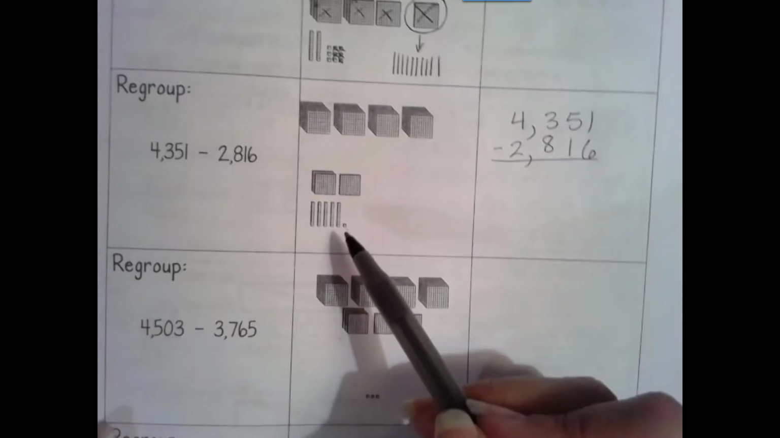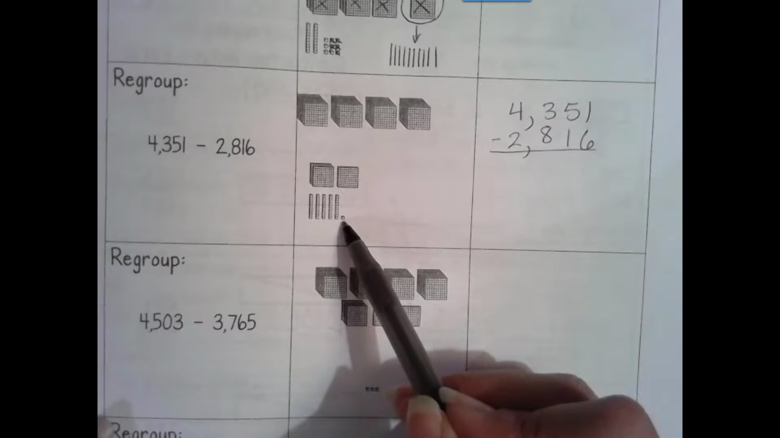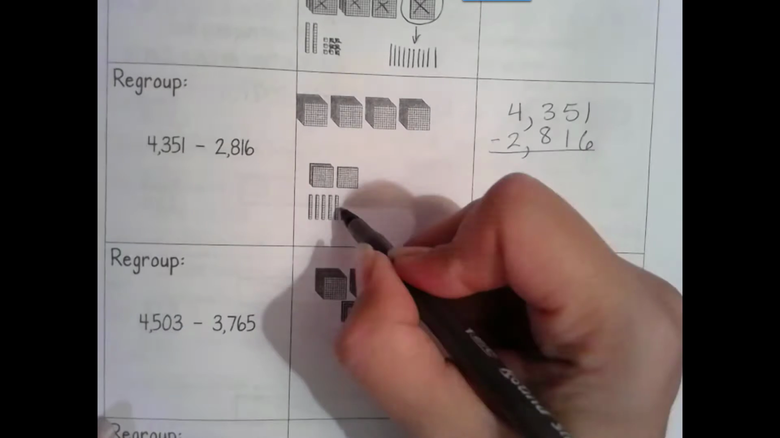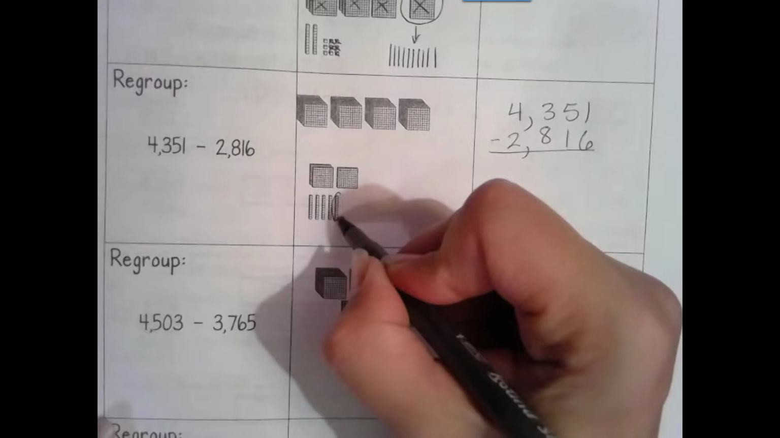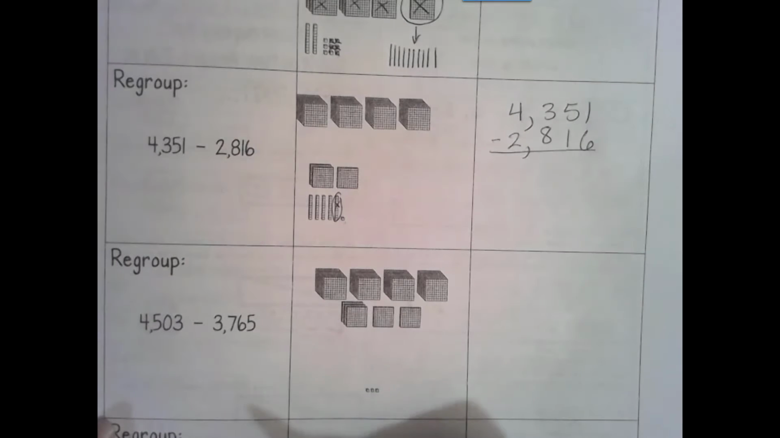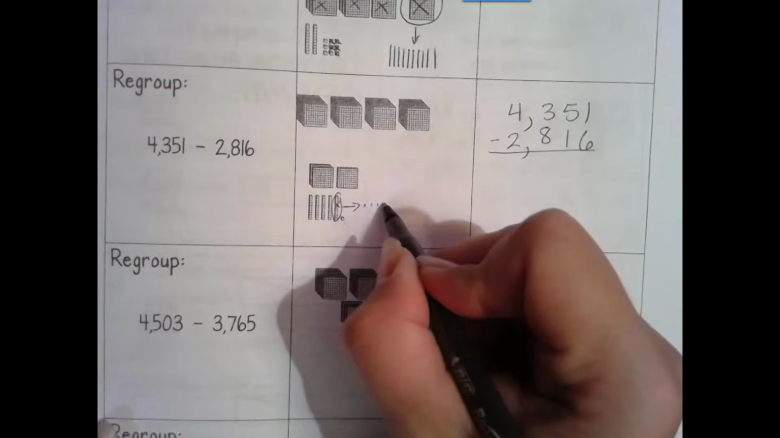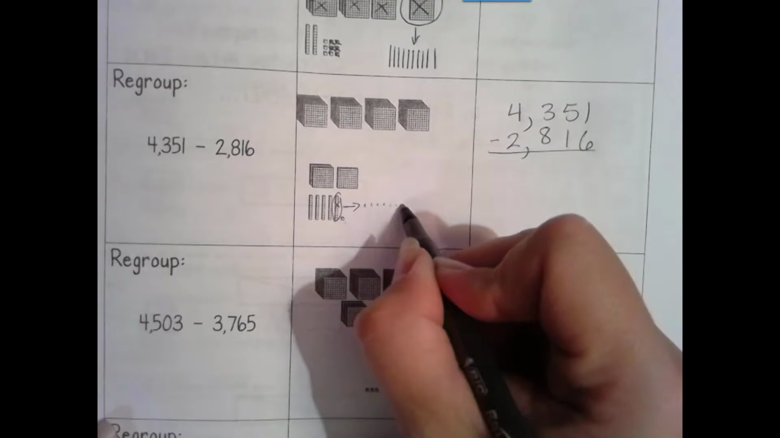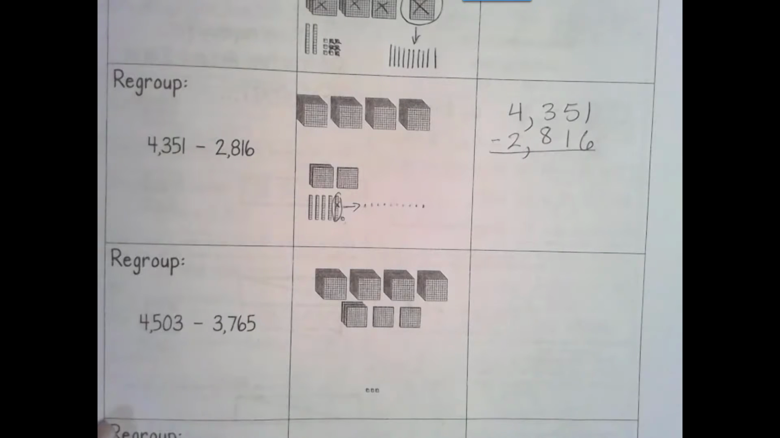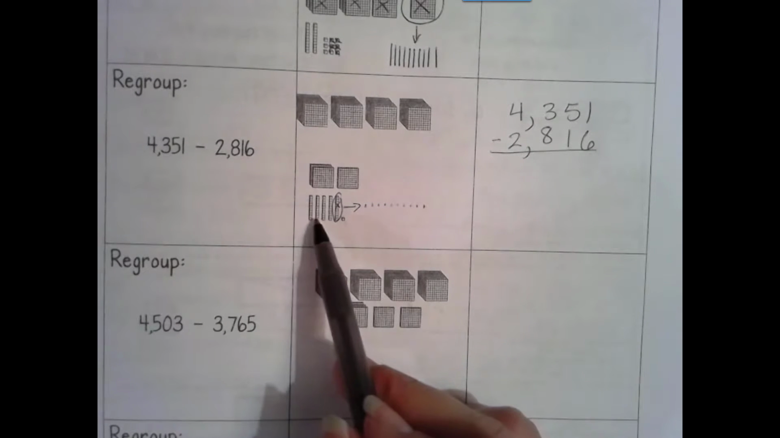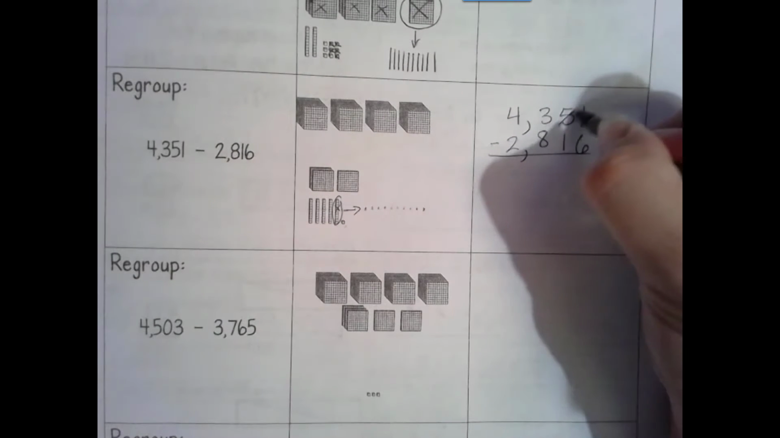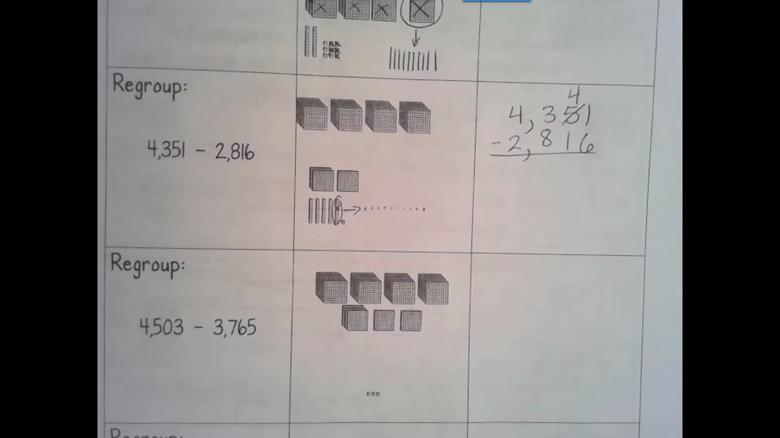So here I have 1, 1. Can I take away 6? No. But I can take one of these because inside a 10 there are 1, 2, 3, 4, 5, 6, 7, 8, 9, 10 ones. So now I have 1, 2, 3, 4, 4 tens still held together.